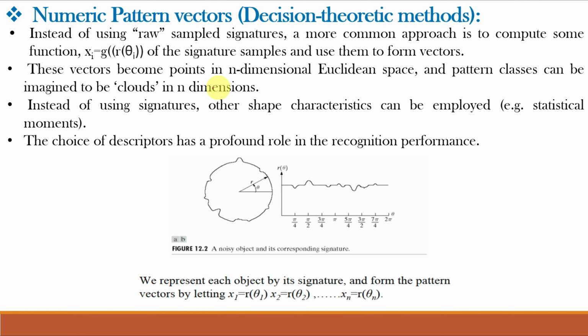So for the moment, the key concept to keep in mind is that selecting the descriptor on which to base each component of a pattern vector has a profound impact on the eventual performance of object recognition based on the pattern vector approach. And see, instead of using signatures, we can also use other shape characteristics such as statistical moments, and this may give better results, right? So the choice of descriptors has a profound role in the recognition performance.